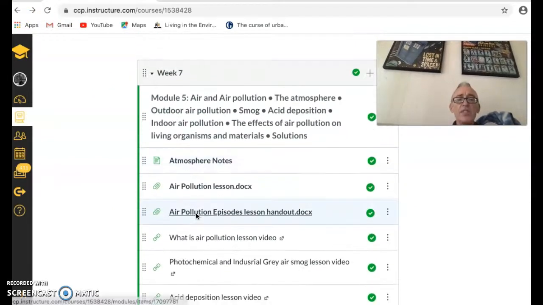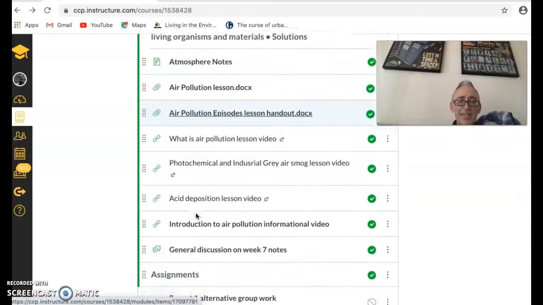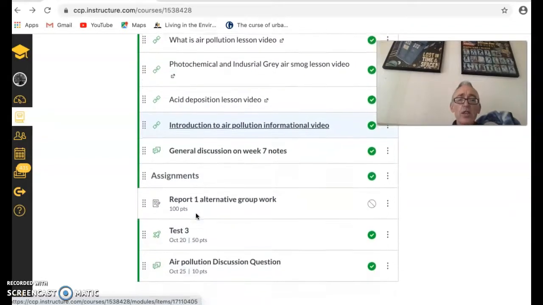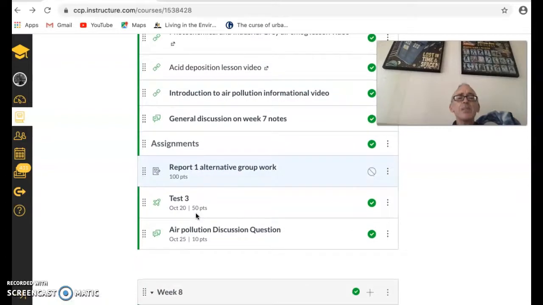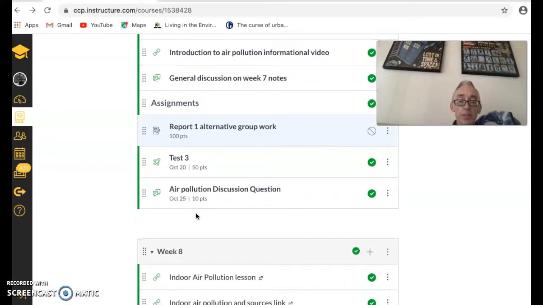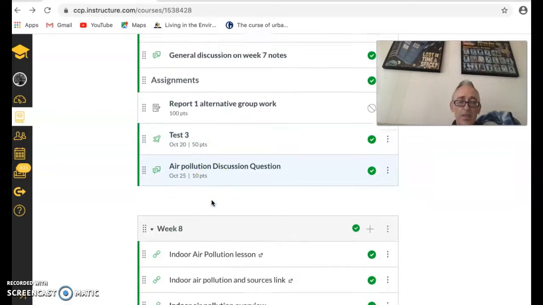Week 7, we move into the concepts of air pollution. What we'll look at is the atmosphere, we'll look at outdoor air pollution, some of the smogs, acid deposition, but we'll also, week 6 and week 7, start to look at acid deposition and then indoor air pollution. Again, here we have a test 3, and also there's an air pollution discussion.